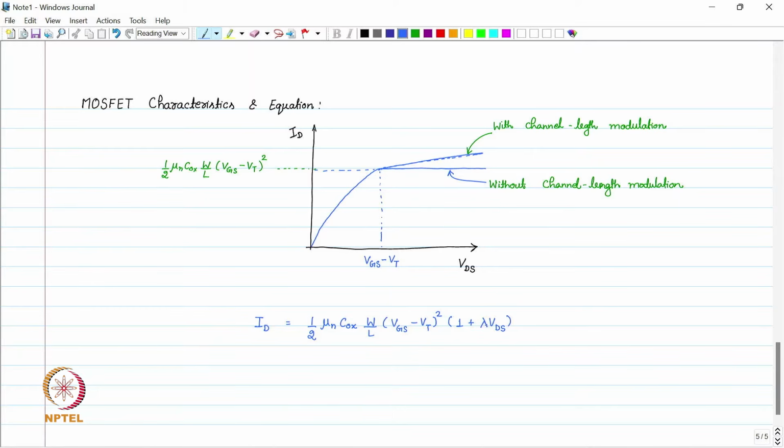This lambda considers the effect of channel length modulation, and if we see this equation, if the drain voltage VDS is increasing, it means the whole value of current will increase. So these are the two graphs, one with channel length modulation, one without channel length modulation.